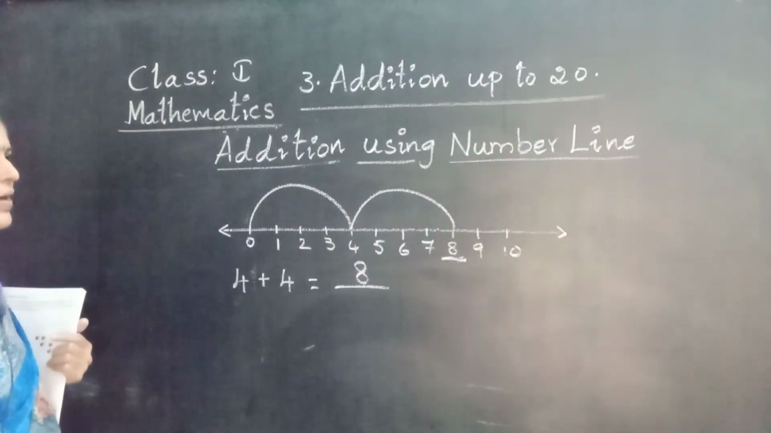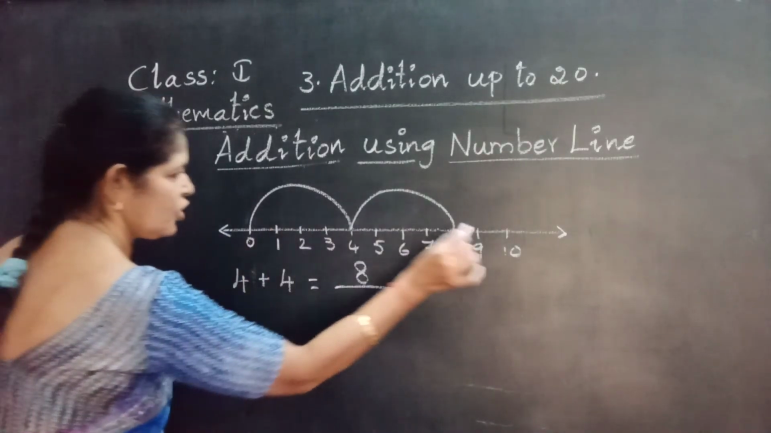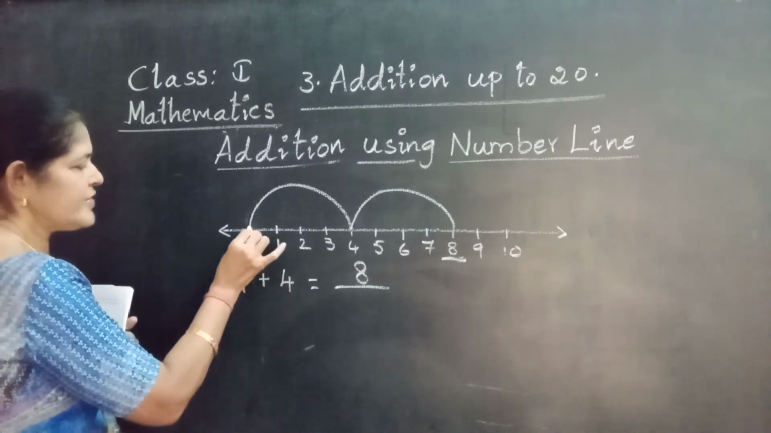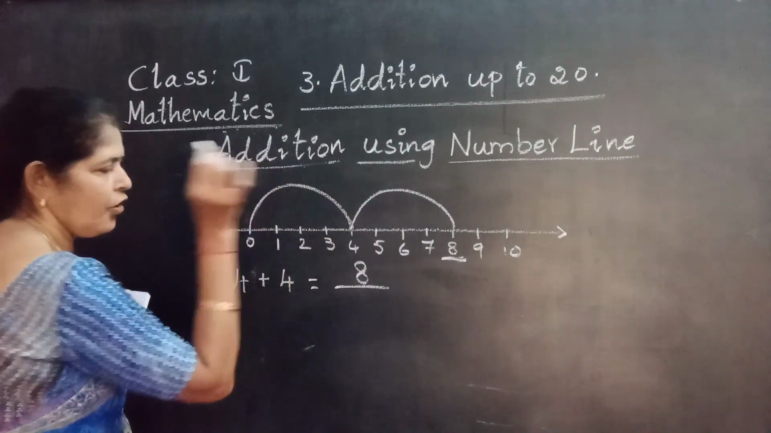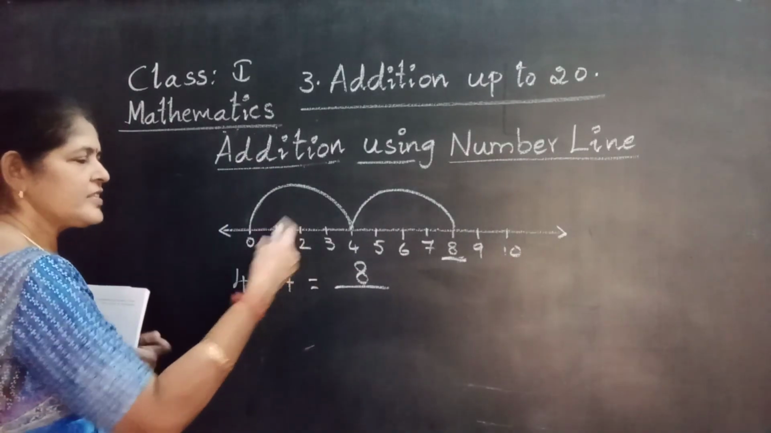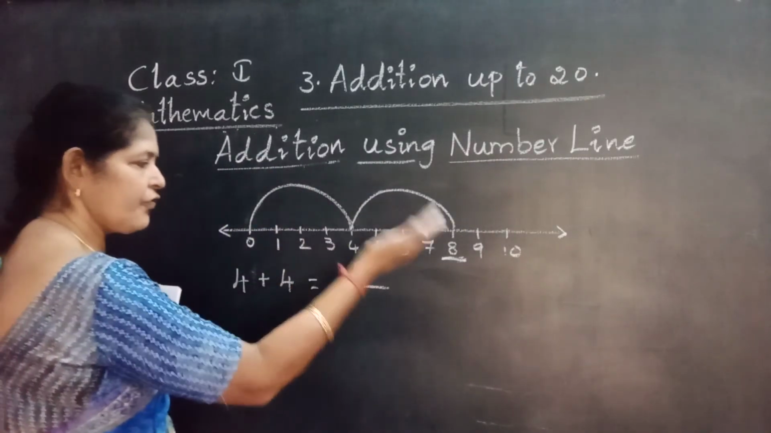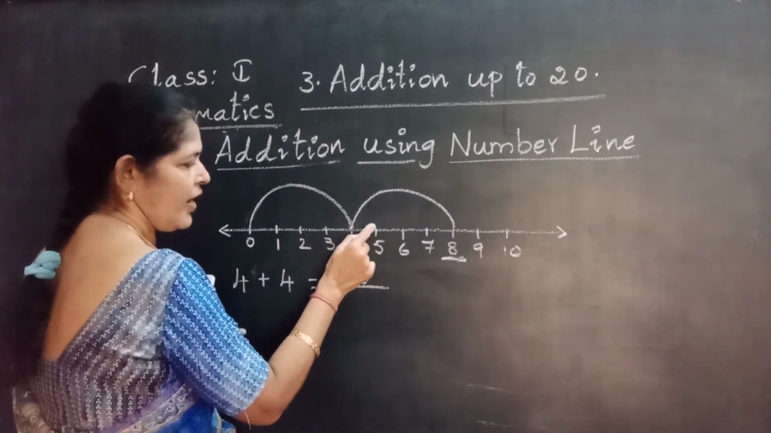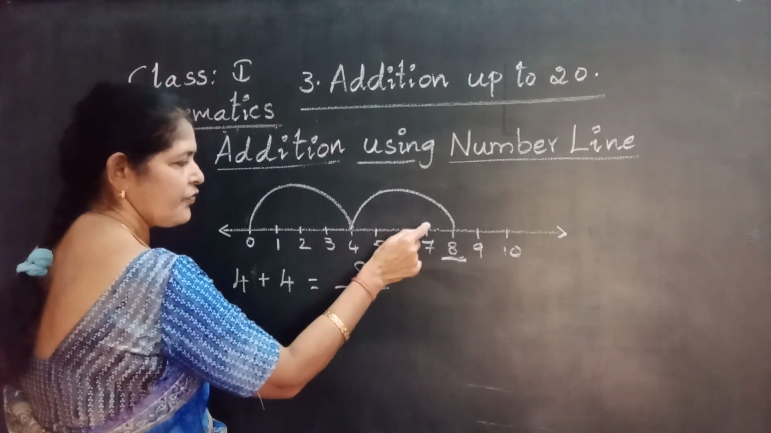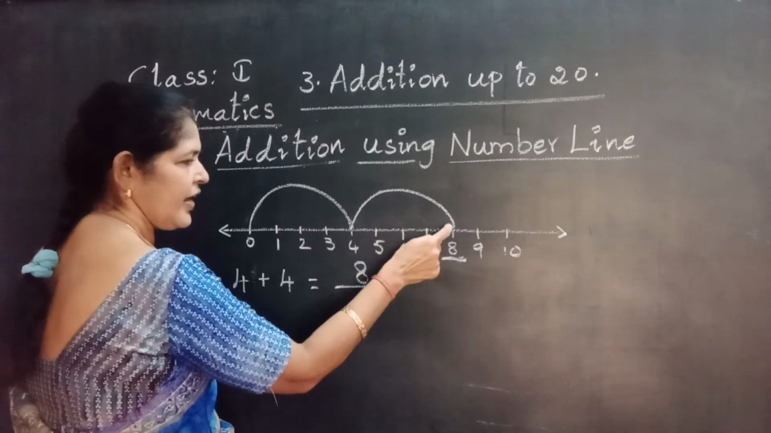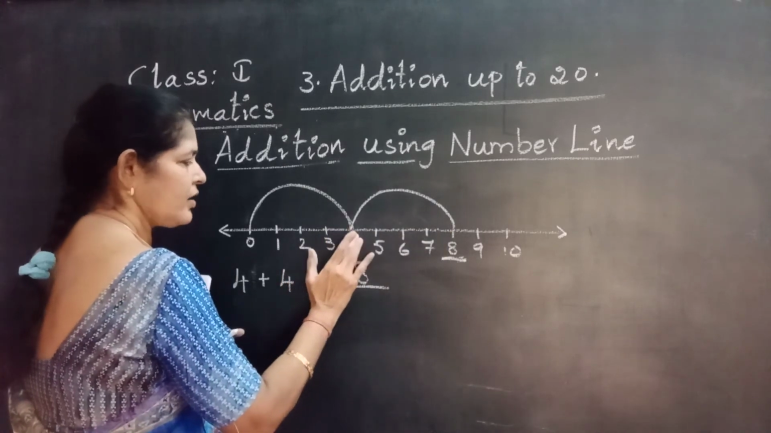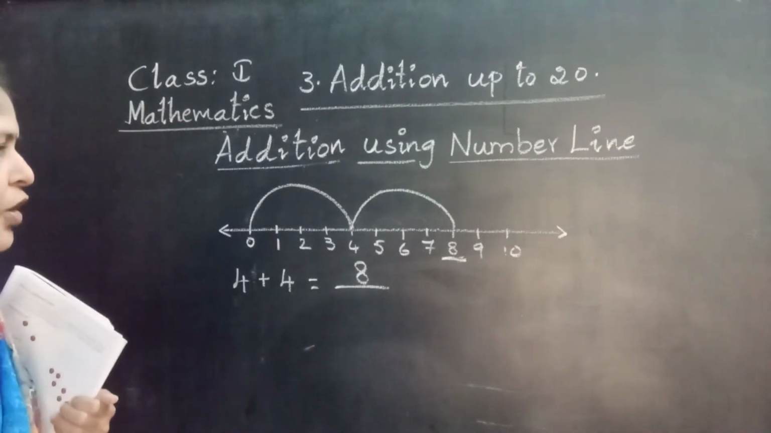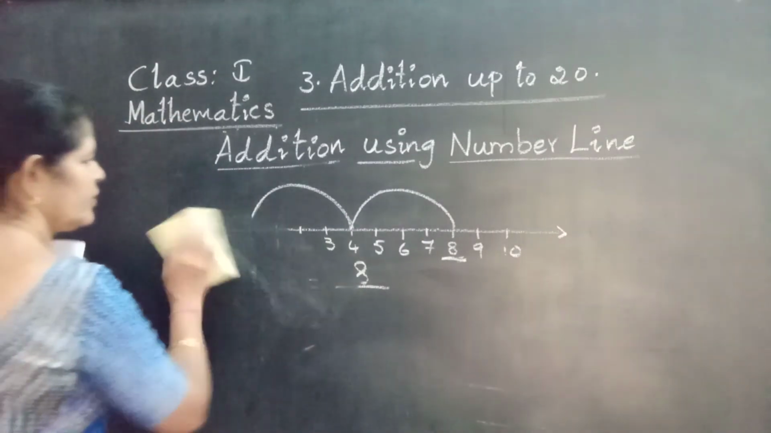This is the number line from 0 to 10. The given addition is 4 plus 4. The first number is 4. First take a step from 0 to 4. The next number is also 4. Count the next 4 numbers after 4: 5, 1; 6, 2; 7, 3; 8, 4 steps. That means we mark from 4 to 8. 4 plus 4 is 8. Next one.